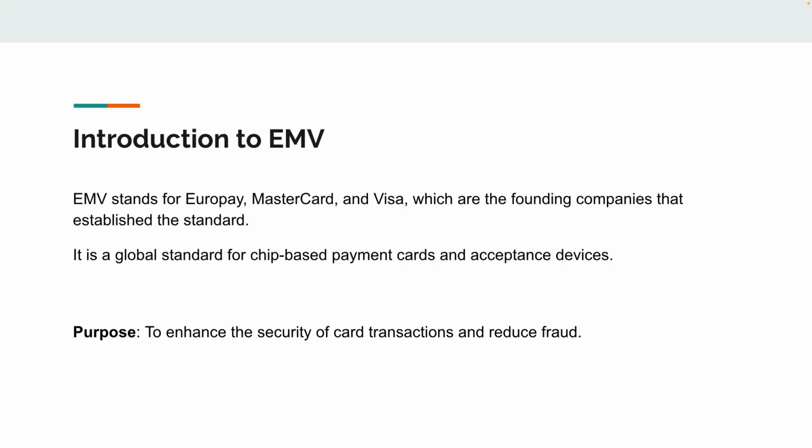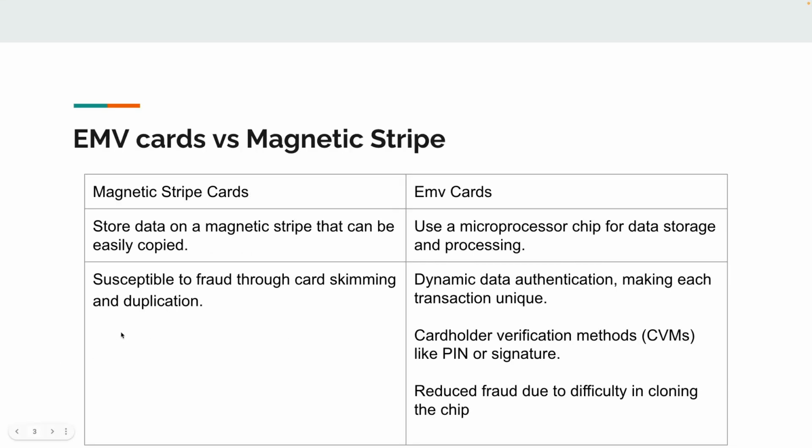Going to the next thing, EMV cards versus magnetic stripe cards. Like I was saying, we have data installed on magnetic stripes, and it can be easily copied. It's susceptible to fraud and all that. EMV cards don't allow that. You cannot duplicate it. Each transaction is unique. We have a microprocessor chip that stores data, so it's not stored on a magnetic stripe.